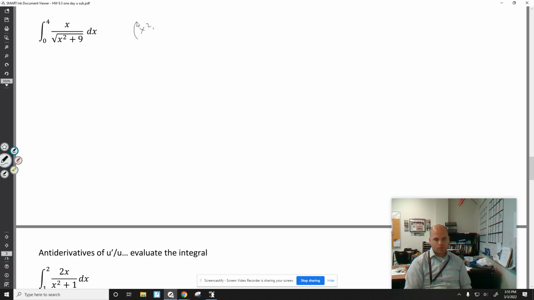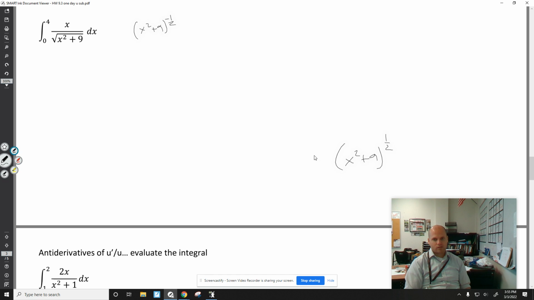This is x squared plus 9 to the negative 1/2. If I took the antiderivative of that, I'd get x squared plus 9 to the positive 1/2. I'm going to stop right there. If the 1/2 came down, I'd have a 1/2, and then the 2x's derivative would be a 2. The 1/2 and the 2 would cancel. I believe I would just have x.